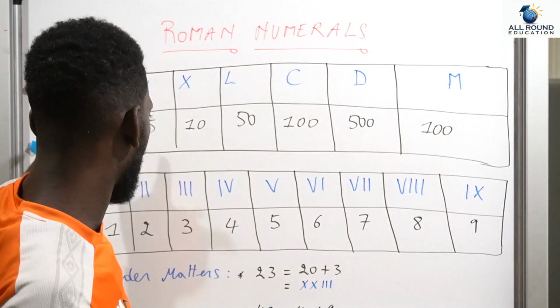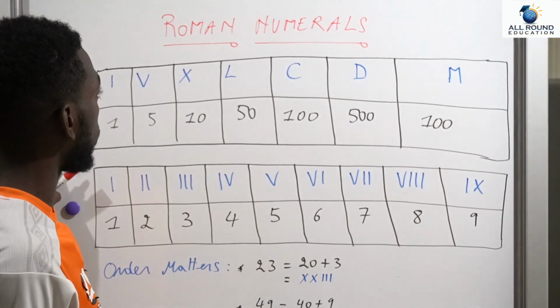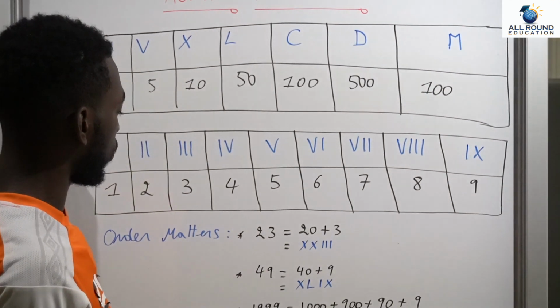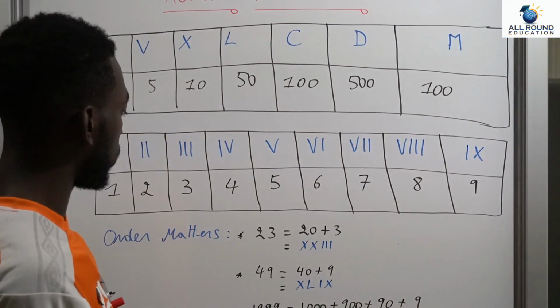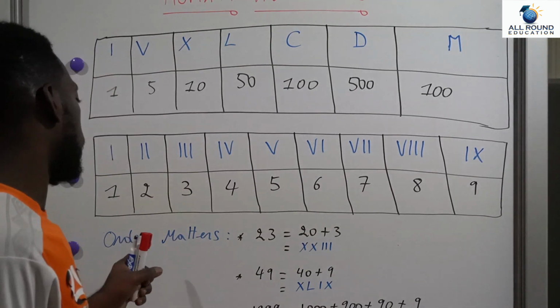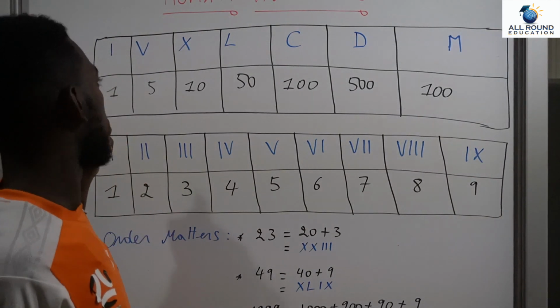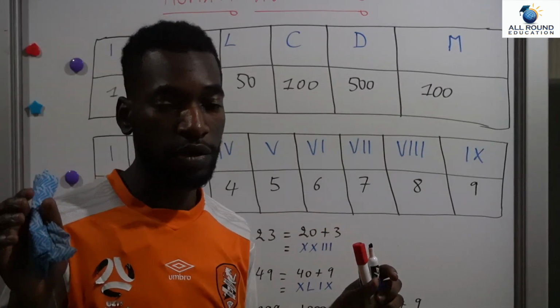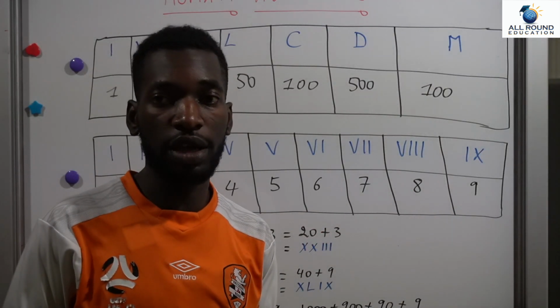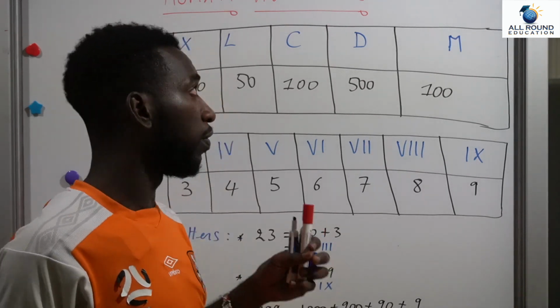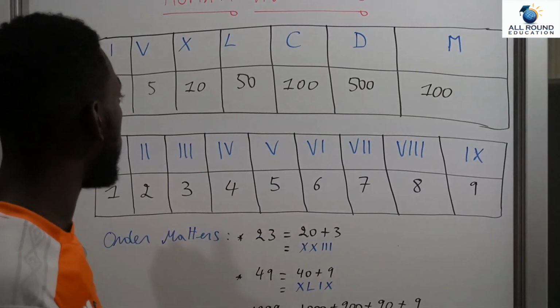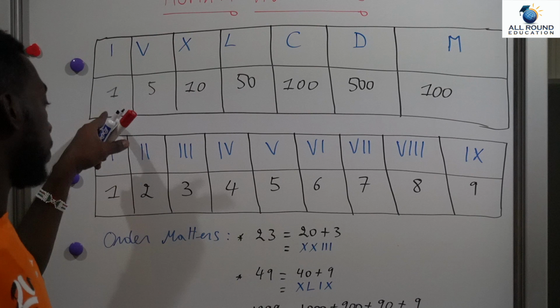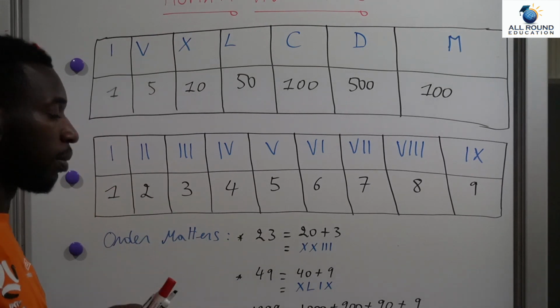As you can see here with the Roman numerals, I've got two tables and one thing at the bottom: order matters. These three things are basically the concept, the idea or the foundation. The Roman numerals are based on these three factors: the first table, the second, and this order matters.